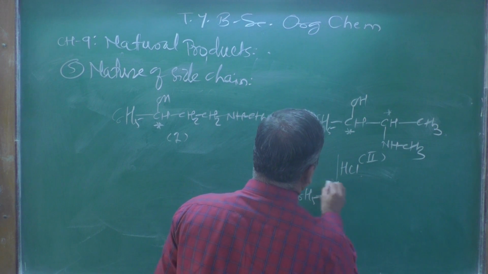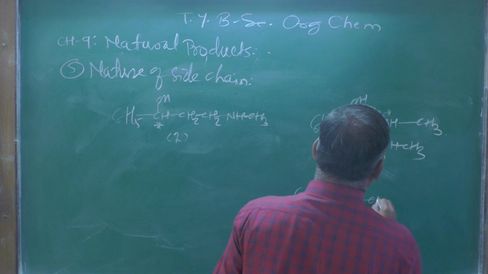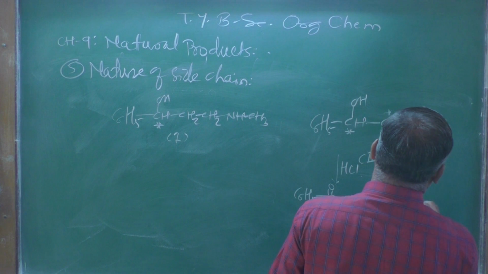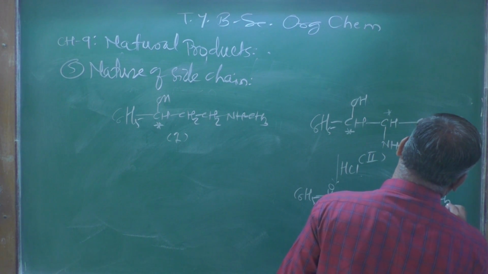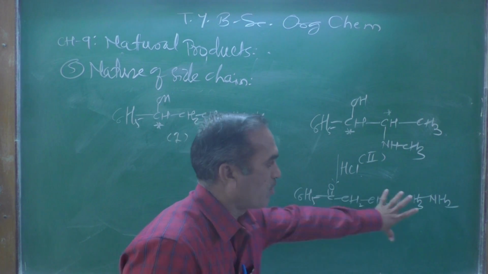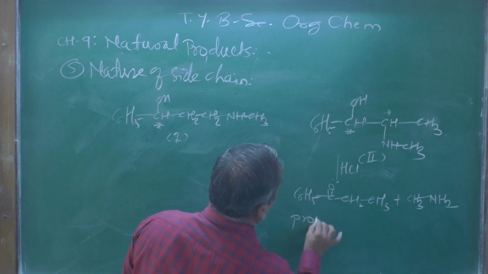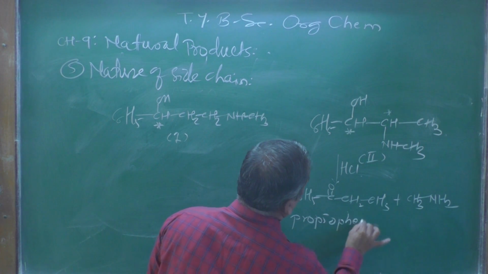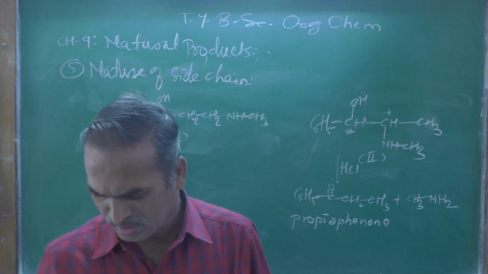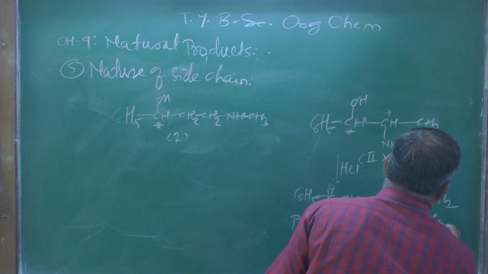C6H5, then C double bond O, CH, then CH3, CH2, and another one is CH3 and NH2. These are the 2 fractions we are getting, or 2 products, formation of the 2 products. One is called propanophenone, and this we know that methylamine. You can call it methylamine.